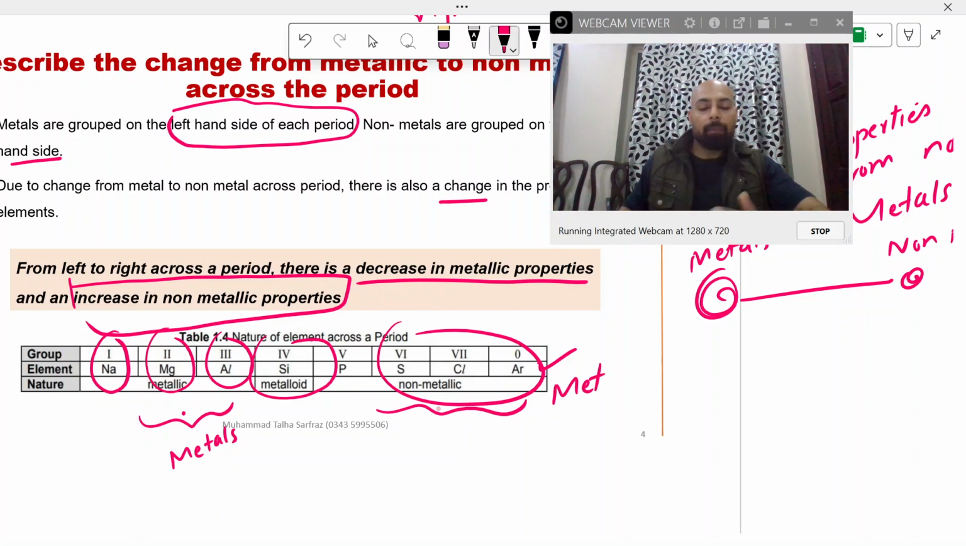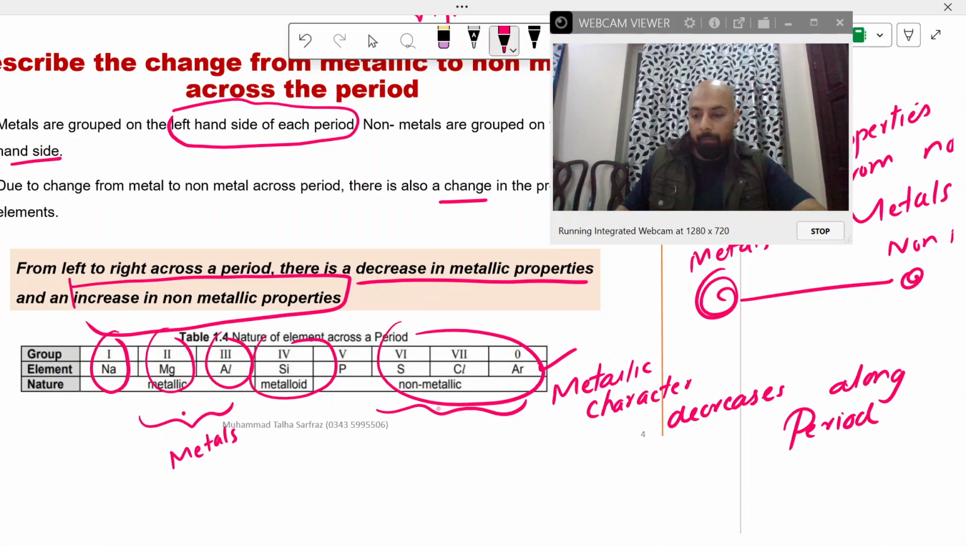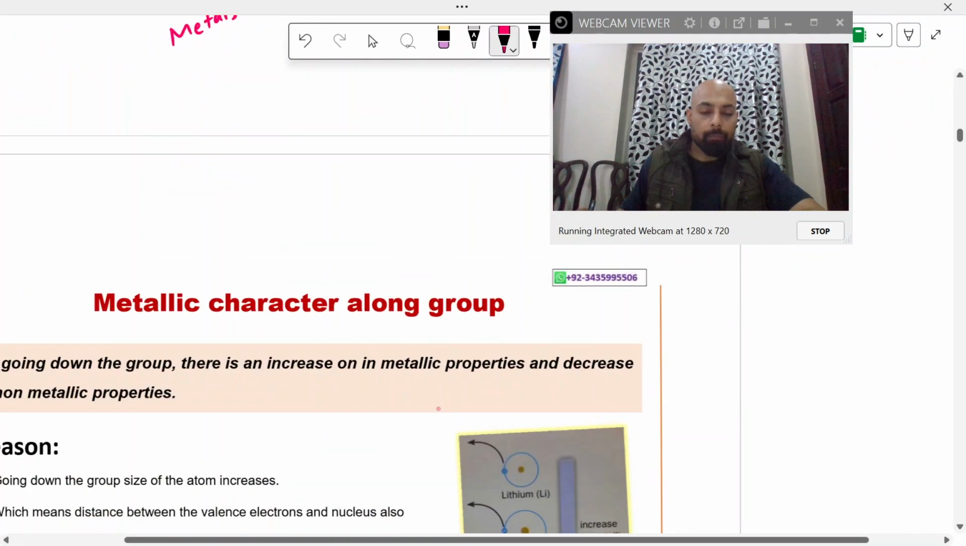What happens in exams, they may ask you, tell us what happens to the metallic character when we move from left to right across the period. So it should be very clear to every one of you that metallic character decreases along the period.